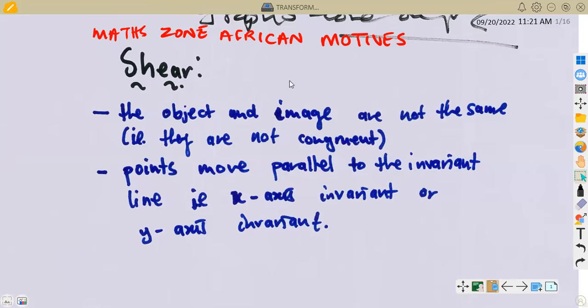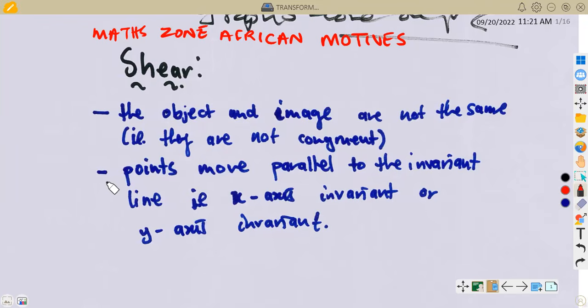That is, if you cross-check what we had on translation, reflection and rotation, the object and the image were congruent, but this one, they are not the same. So that is what we are having under shear. We are saying the object and the image are not the same. That is the major important part.